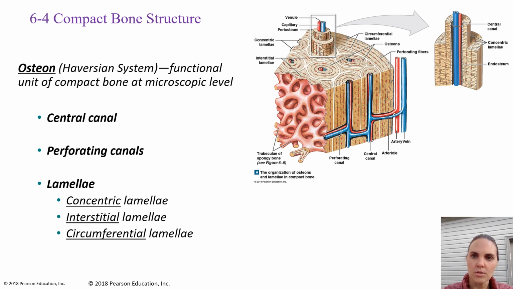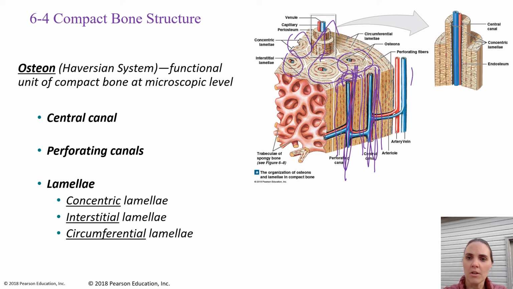So each of these circles here is an osteon. So the compact bone is made up of multiple osteons. Here they've just kind of pulled it up out of the compact bone. And so we've got these concentric rings within where the osteocytes are arranged. And then the central canal, which runs through the center of each osteon. And that central canal is usually parallel to the surface of the bone.